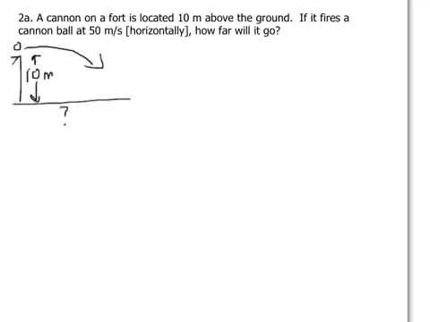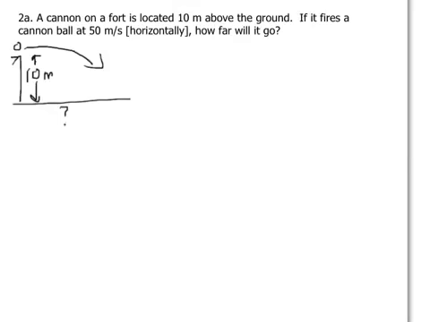In our next projectile type example, we're talking about a cannon on a fort, and the cannon is located 10 meters above the ground. If the cannon fires a cannonball at 50 meters per second horizontally, how far will it go? Remember, we have to treat the horizontal and the vertical components separately. Let's look at the horizontal component first.